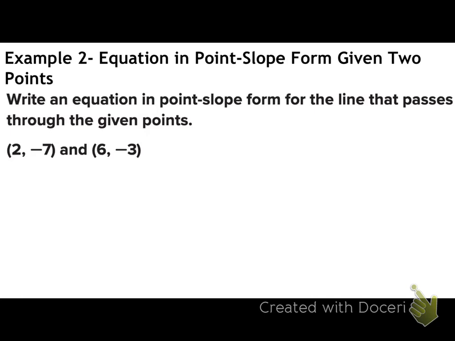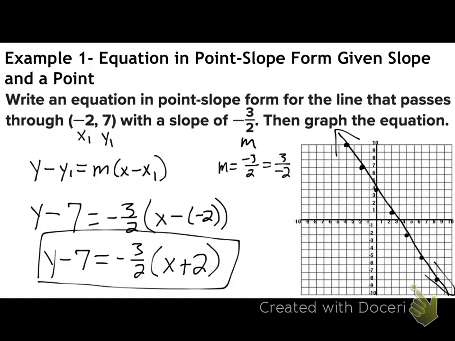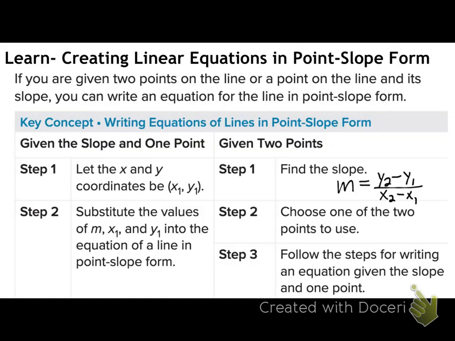Okay, write an equation in point slope form for the line that passes through the given points. We don't have to graph this one. It just wants the equation in point slope form. What information am I given? Am I given the slope and one point? No. Am I given two points? Yes. So I'm going to be following these steps now to create my equation.